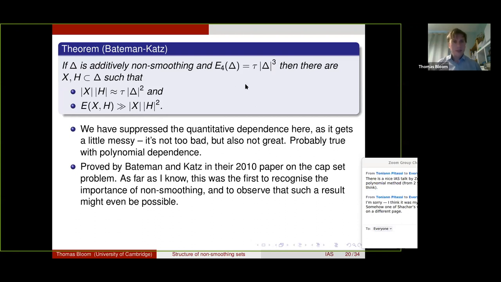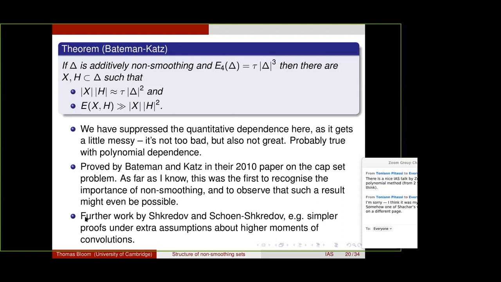Because it's worth stressing again and again that this result applies whatever tau is. So even if the energy E4 of delta is really small, then this could still give you some useful information about your set, as long as you also have a corresponding upper bound on E8. And this is very rare in additive combinatorics, that we can say anything at all about sets with very small energy, which is what makes this sort of result so valuable.